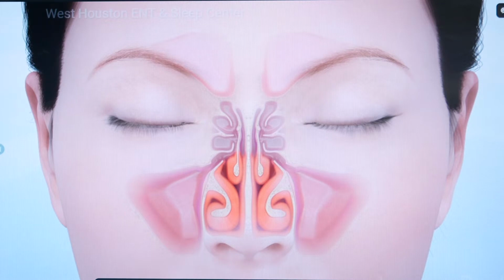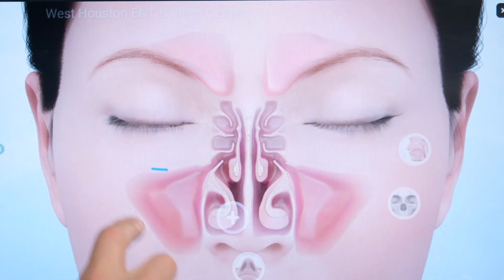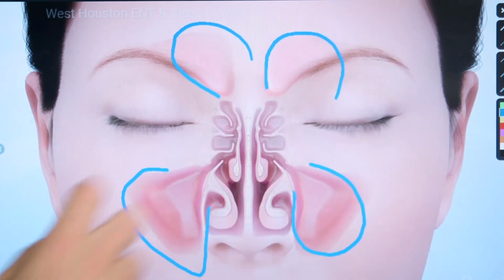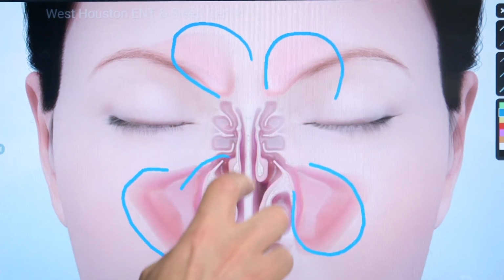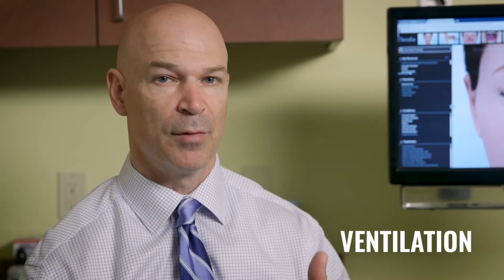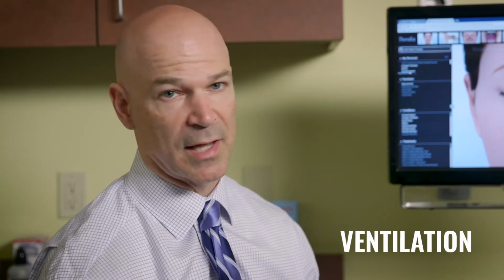Then the third thing that can cause nasal congestion are the sinuses. So the sinuses are these bony rooms of air around the face. We have many sinuses, and all of these sinuses have to ventilate with the nasal cavity. So that's the relationship between the sinus and the nose, is the ventilation. They're separate organs, but they're related through this need of the sinus to ventilate.